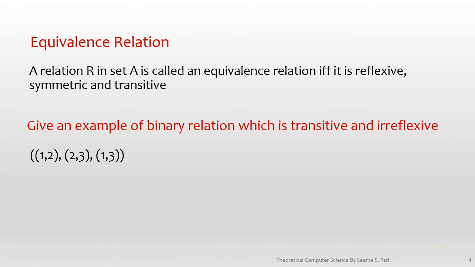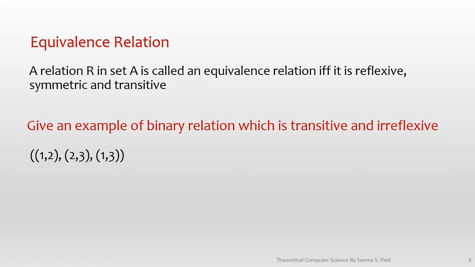What is an equivalence relation? A relation R in set A is called an equivalence relation if and only if it is reflexive, symmetric and transitive. Give an example of a binary relation which is transitive and irreflexive. Here the answer is in brackets (1, 2), (2, 3) and (1, 3).